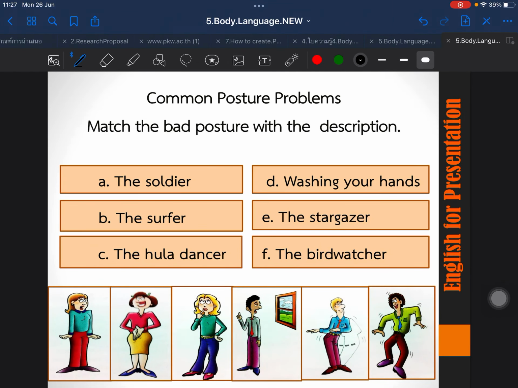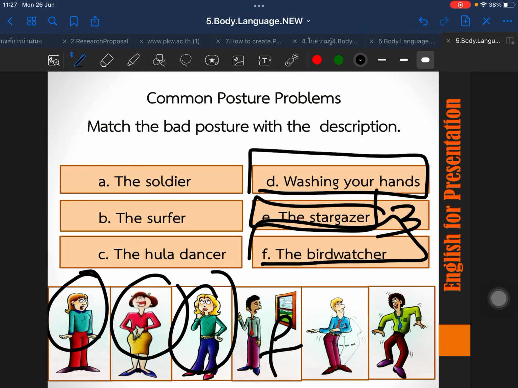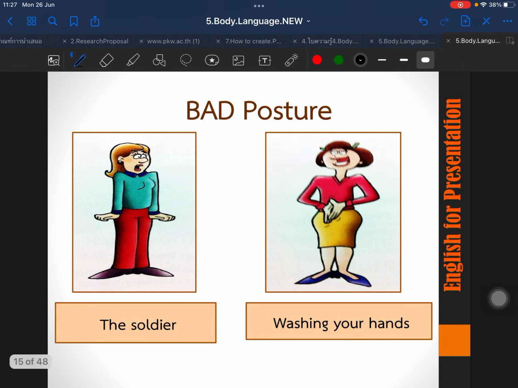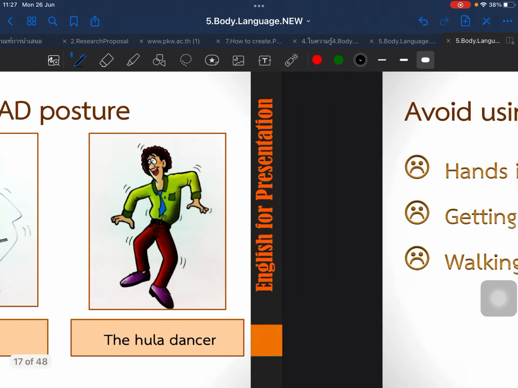Now, let's talk about the postures. They all have their own names. Number 1 is like a soldier. Number 2 is washing her hands, right? Number 3 is the stargazer. And number 4 is the bird watcher. And the hula dancing, this one is hula dancing. The next one is called the server. And the last one is called the hula dancer. Okay? So this is the answer: bird watcher, stargazer, server, and hula dancer.